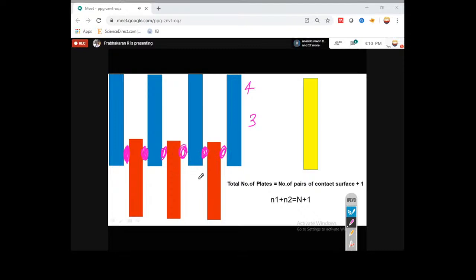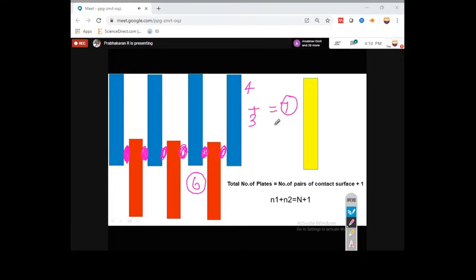So contact zones are only 6, but the number of plates is 4 plus 3, that is 7. So now you can easily understand the difference between 7 and 6. From that, the formula arises: total number of plates is equal to the number of contact surfaces plus 1. Here the number of contact surfaces is 6, plus 1 is 7, which is the number of plates.